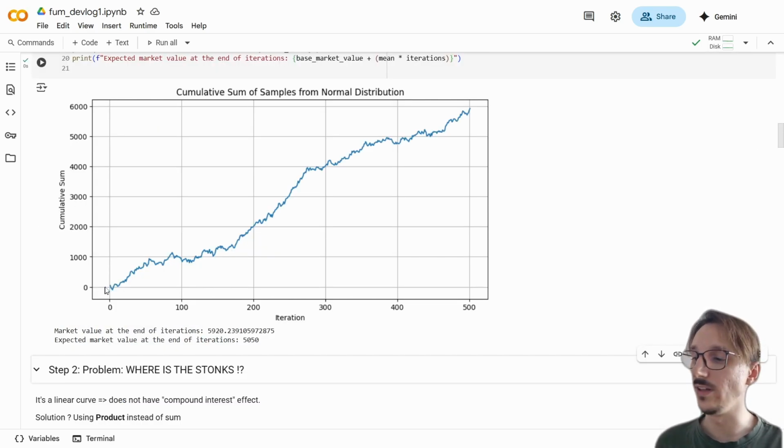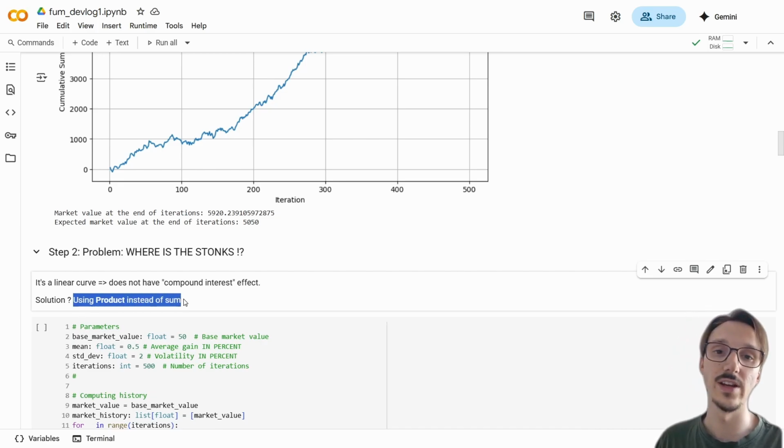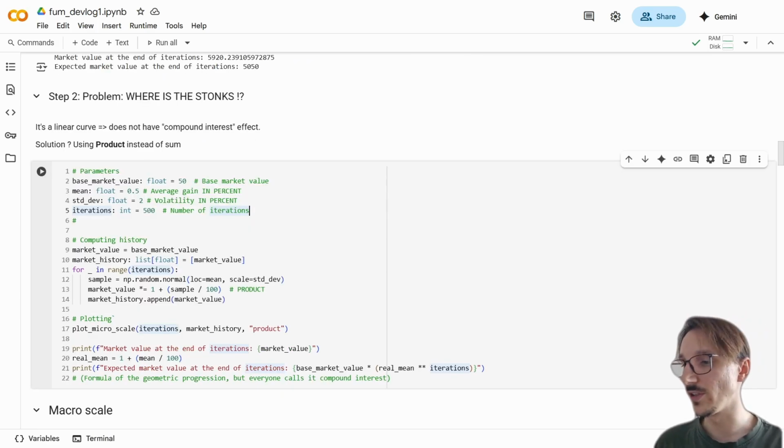And as you can see, it's a linear line, it's a straight line. So there is no compound interest effect like we have on the market. And the solution for that is pretty simple because we can use the product instead of the sum. So as you can see, it's pretty much like the previous script, except for this line here, where instead of plotting the sample, we will multiply by 1, which corresponds to the current market value, plus the sample divided by 100 because the mean and the standard deviation are in percent.